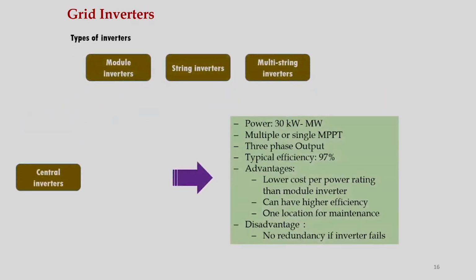And for central inverters, normally for very high power ratings we will go for central inverters. They have multiple MPPTs and always a 3-phase output, and the efficiency is quite good, about 97%. Advantages include lower cost per power rating than the module inverter, higher efficiency, and one location for maintenance. The only disadvantage is no redundancy if the inverter fails. So, these are different kinds of inverters. Based on the situation we can select the best inverter for a particular application.